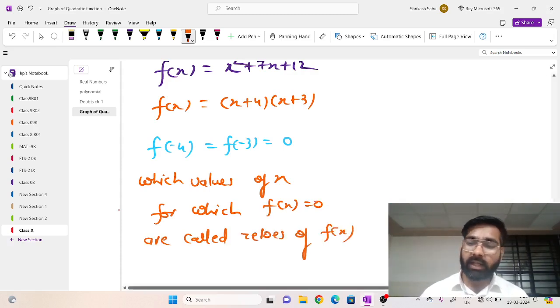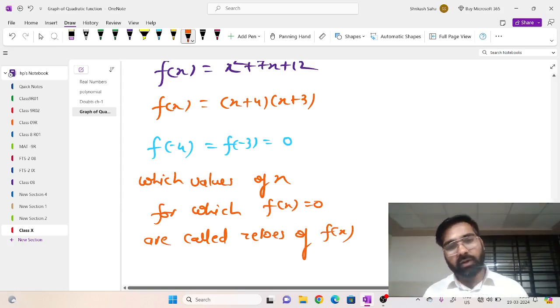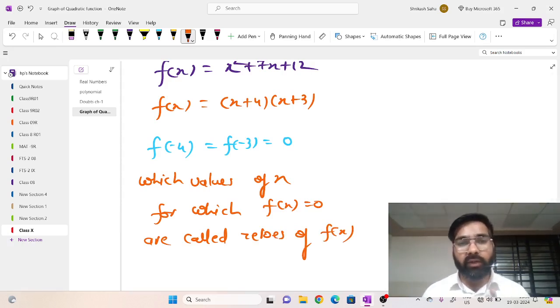Zeros of a function. Every quadratic equation or quadratic function has only two values of x, because the number of zeros, or the number of roots, depends on the highest degree of the given polynomial. So in every quadratic equation or quadratic function, the highest degree of x is 2. So we get only two values.